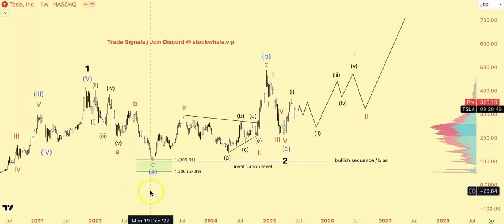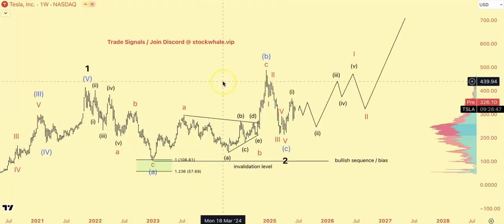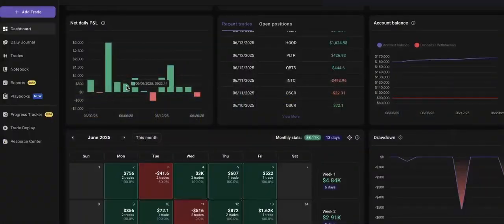It's June the 20th. Let's recap the markets and go over Tesla. All right, so with that said, let's jump into Tesla, guys.